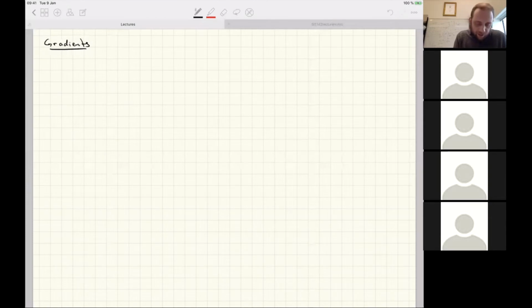So if we take a scalar function, so consider a scalar function f. This just means that I have a function f that is essentially a function of the coordinates in the space.